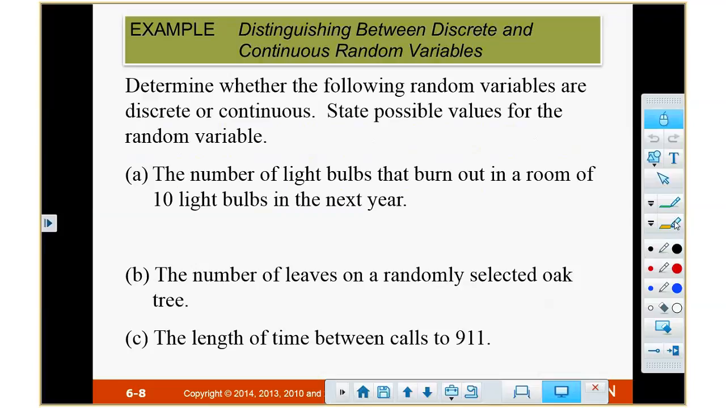The number of leaves on a randomly selected oak tree. That would be discrete because you count. The length of time between calls, time is measured. Okay? That would be continuous. Okay? Because it's measured. There's 3 different values of time. There's hours, minutes, and what?